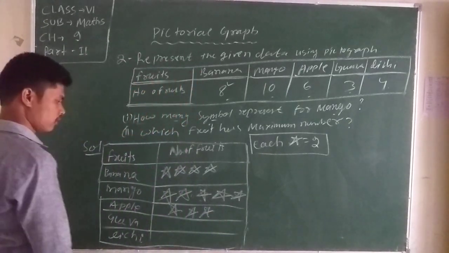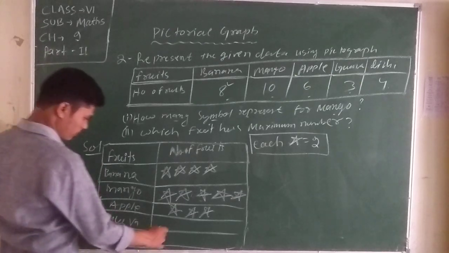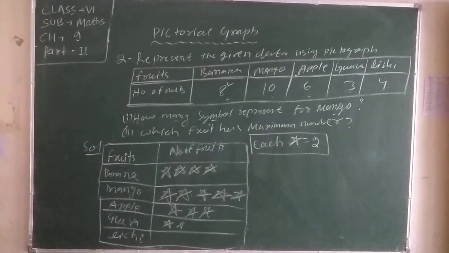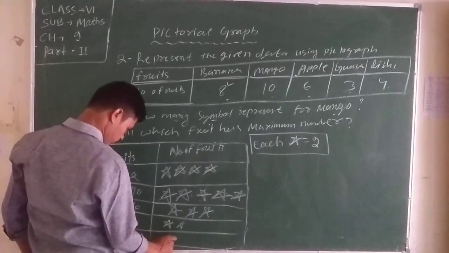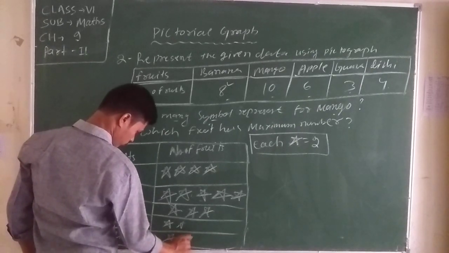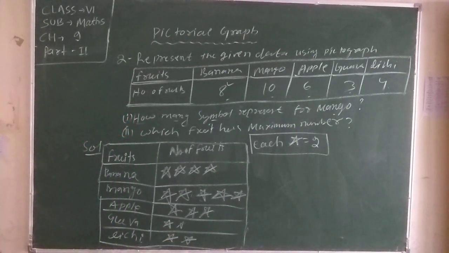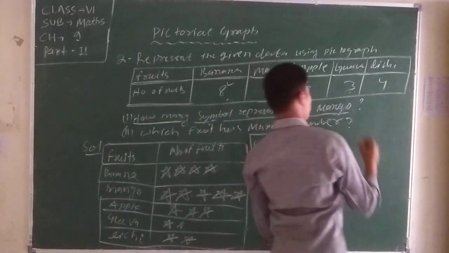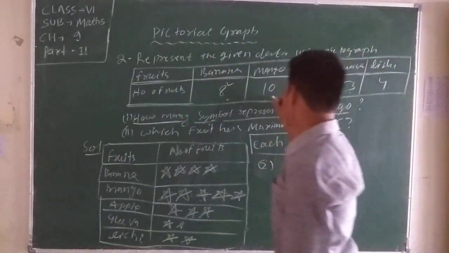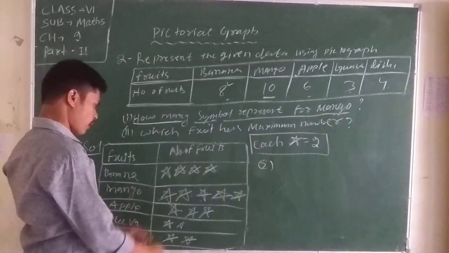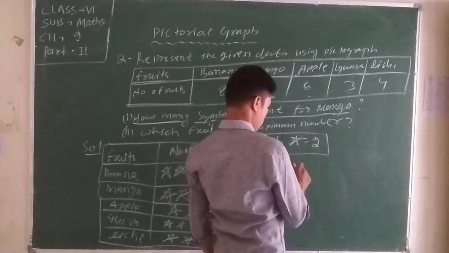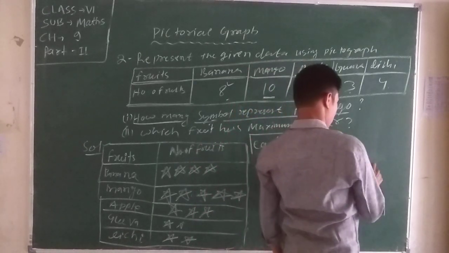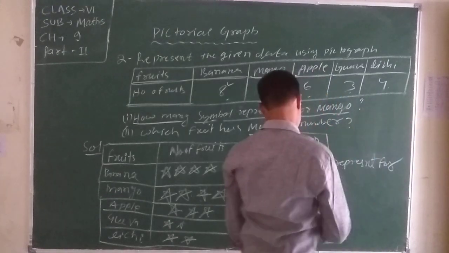Then guava: 3 stars and 1 half. Okay. Now lychee: 4, so 2 stars. Then the first question answer first. What is the first question? How many symbols represent mango? Mango is 10, then how many symbols? 5 symbols. Let me write here: 5 symbols represent mango.